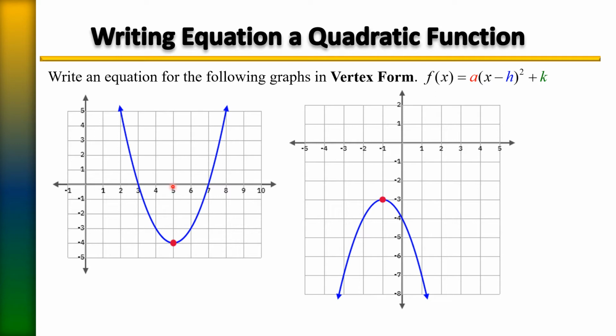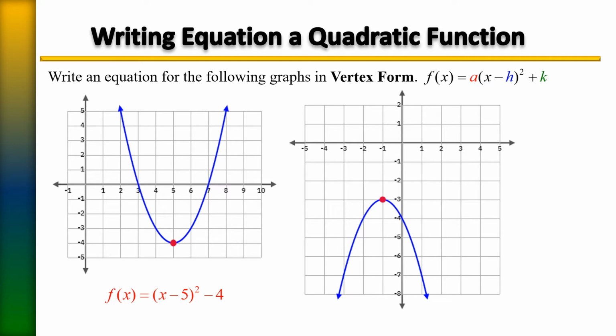And then the graph also went down 1, 2, 3, 4. That's a vertical shift, which we're going to write in the back. So when we put it all together, the first function is going to be f of x equals (x minus 5) squared minus 4. All right, let's take a look at the second example.